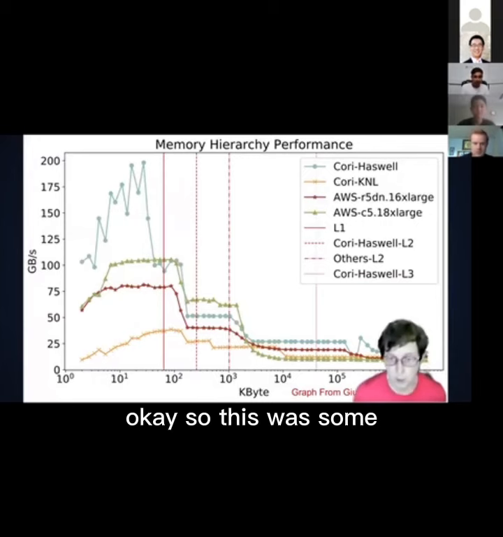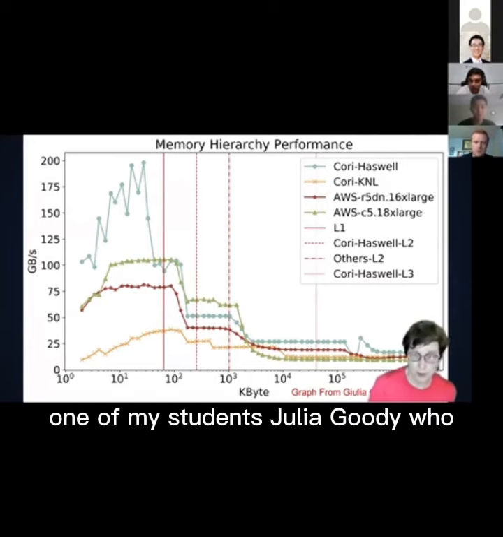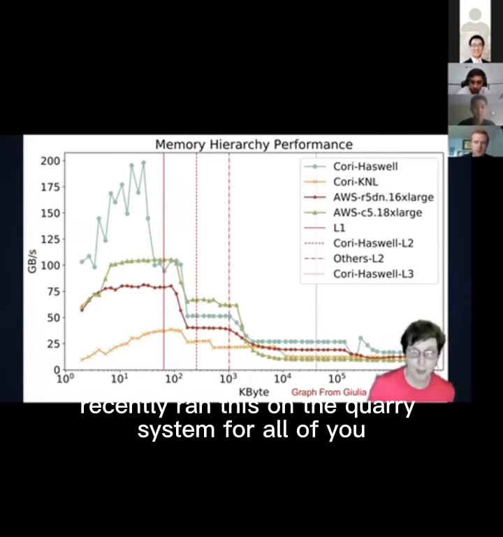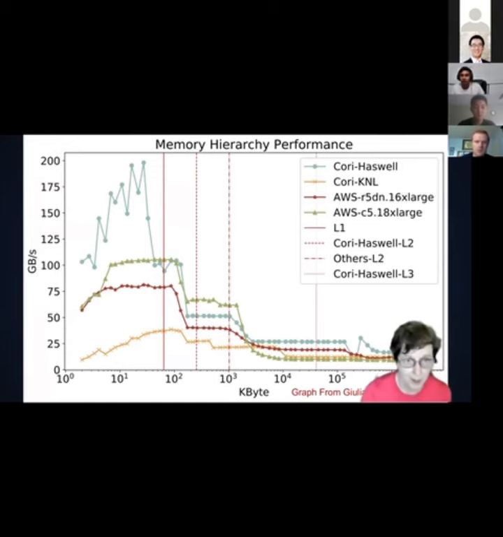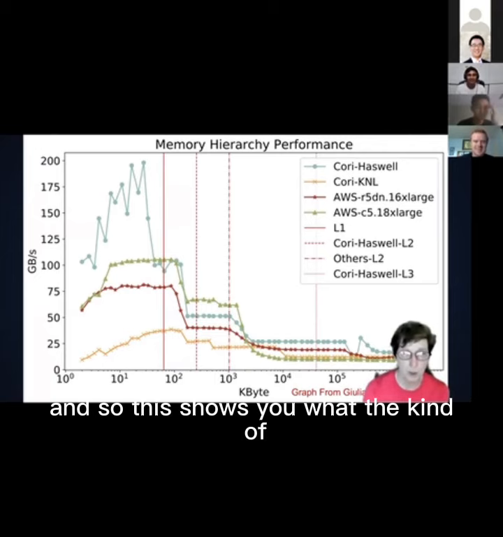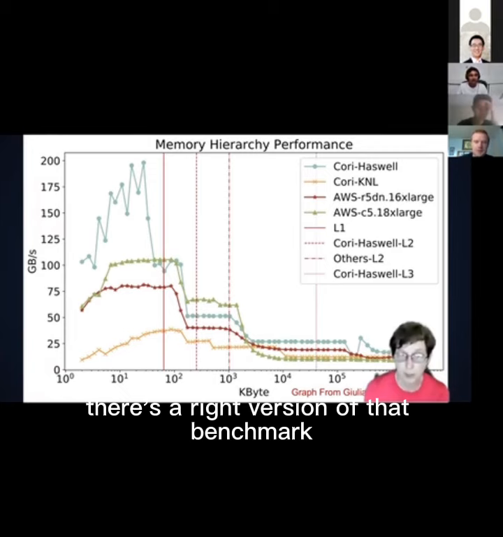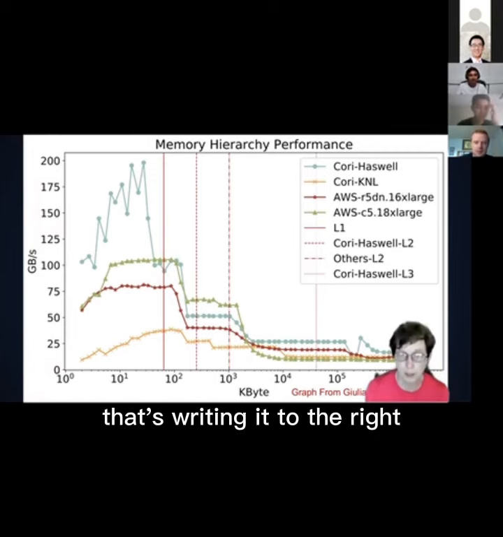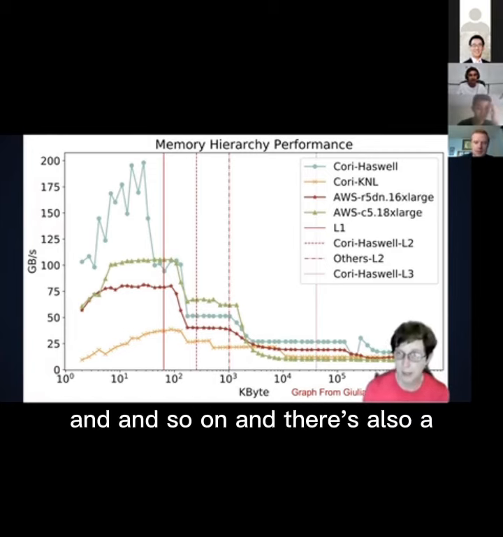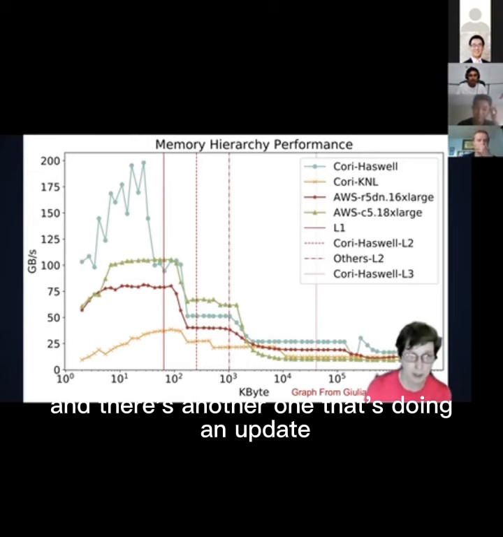Okay, so these were numbers taken from running that benchmark, from one of my students, Julia Goody, who recently ran this on the Cori system for all of you. Actually, she was doing it for a paper, but anyway. And so this shows you what the kind of cache output looks like. And I should mention, by the way, there's a write version of that benchmark that's writing into the array, and so on. And there's another one that's doing an update.